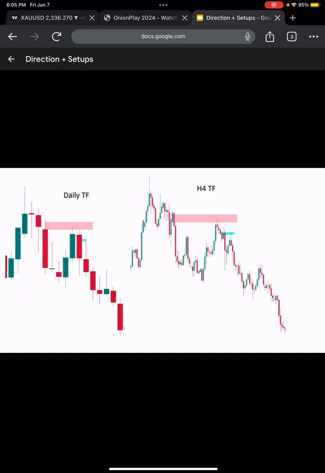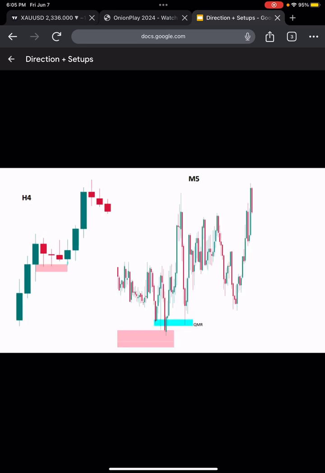Daily time frame, you have a double Mariposa. On the lower time frame, you have a breakout pattern. So this would be a breakout, and you would use it for breakout as well to confirm direction. So that's on the H4 time frame. H4 created a double Mariposa. On M5, it created a QMR, which is the reversal.